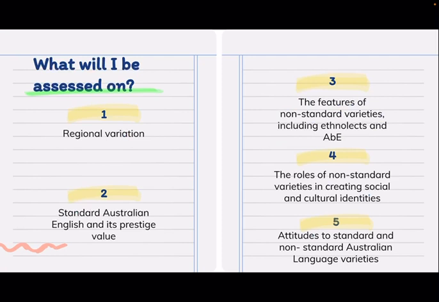Okay, so first of all let's talk about what you're going to be assessed on, so what the essay is actually about. So these are the topics that you might find brought up in the essay question or in the stimulus. First is regional variation. Second is standard Australian English and its prestige value. Third is the features of non-standard varieties including Ethnolex and Aboriginal English. Fourth is the roles of non-standard varieties in creating social and cultural identities. And 5 is attitudes to the standard and to non-standard Australian language varieties.